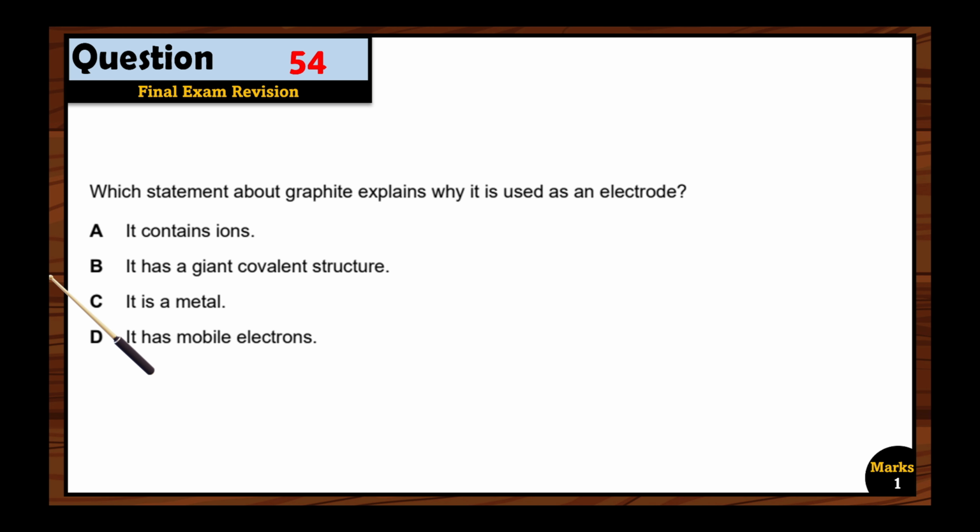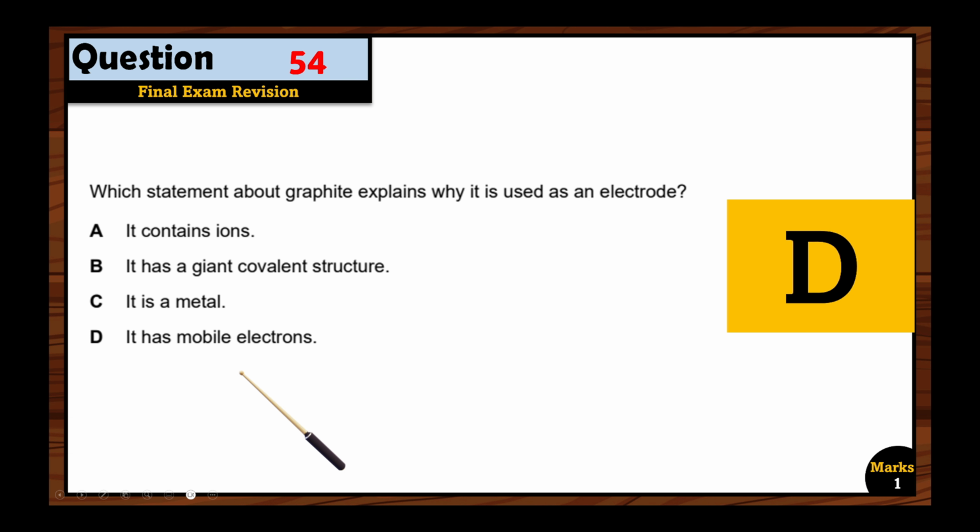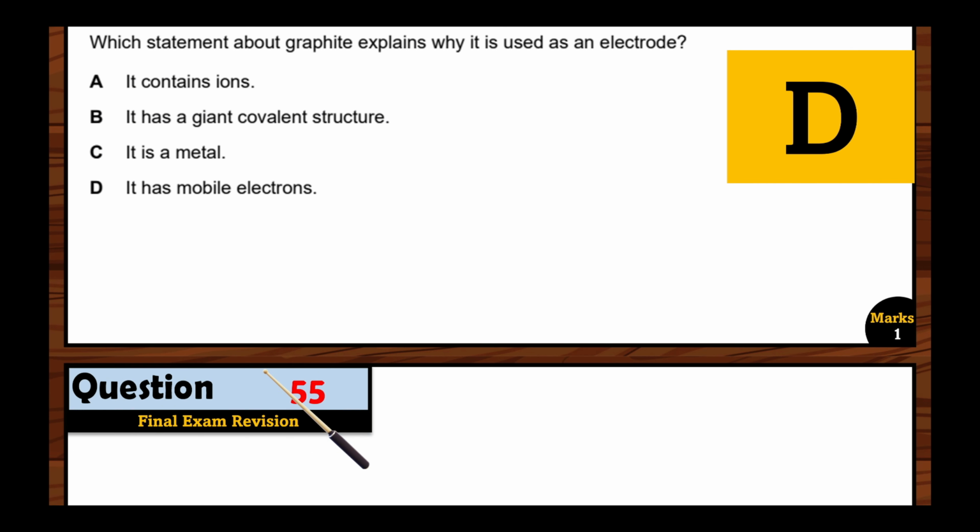That is actually a delocalized or mobile electron that is moving between the hexagon layers, and that movement of the electron between the layers makes graphite a good conductor of electricity. So that's why it is used as an electrode, because it has mobile electrons. So option D is right. I hope this one is clear, because it does not contain ions. Ions and electrons are actually responsible for electricity. But because graphite doesn't have ions, it just has free electrons. That's why option D is correct.